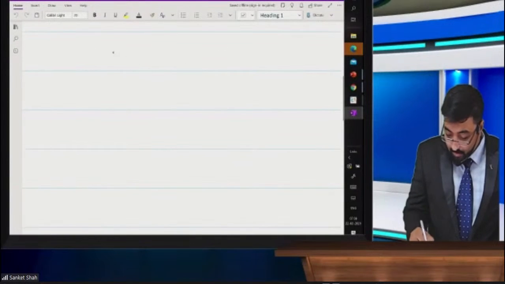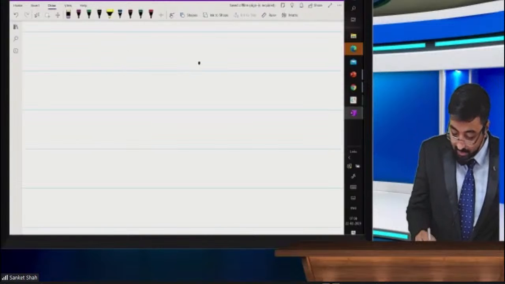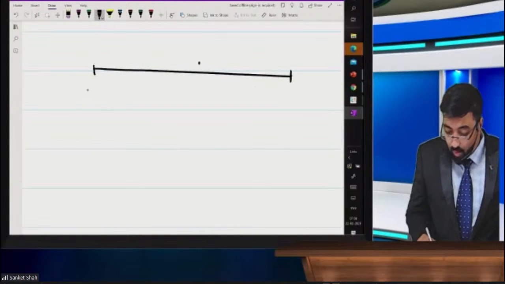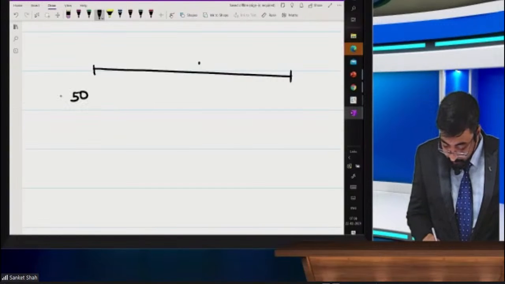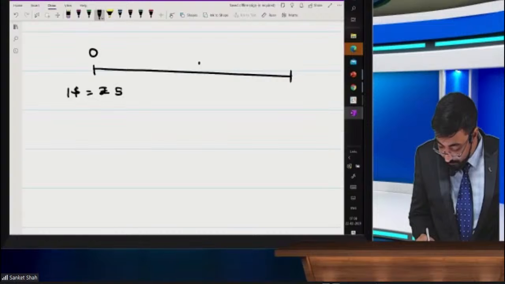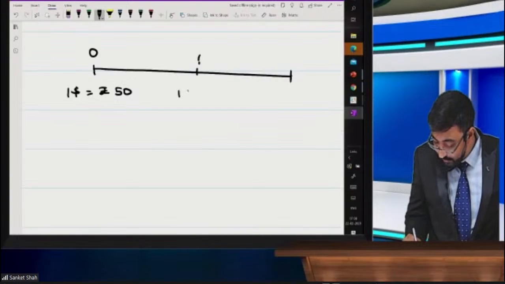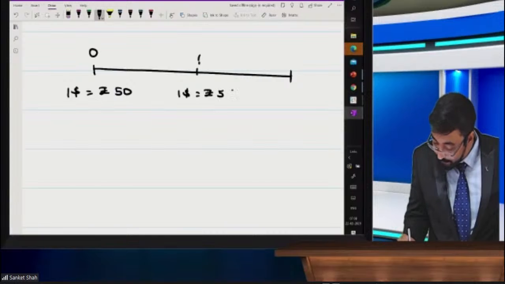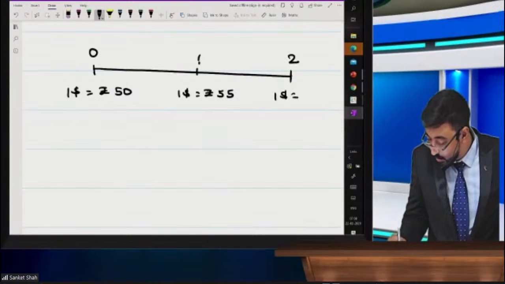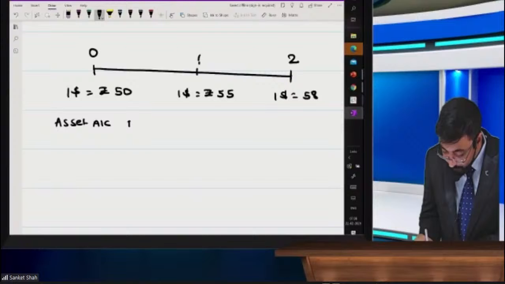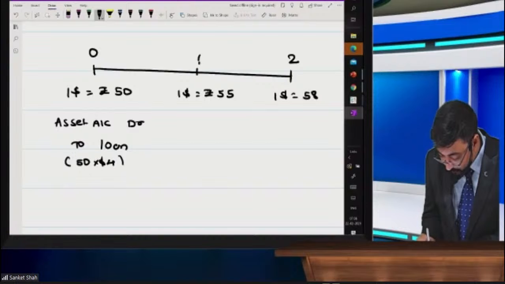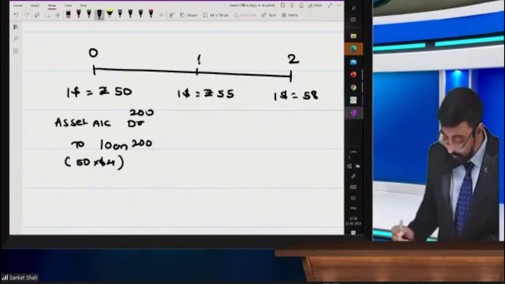Remember, when you bought the asset, draw it in the time scale diagram. That will be easy for you. So when you bought the asset, tell me what was the amount? 50 rupees, $1, correct? $1 is at the 0 year. It is rupees 50. Then at the end of first year, $1 is equal to rupees 55. And at the end of second year, $1 is equal to rupees 58. So when you bought the asset, asset account debit to loan account, 50 rupees into $4. So this is 200 rupees, correct?